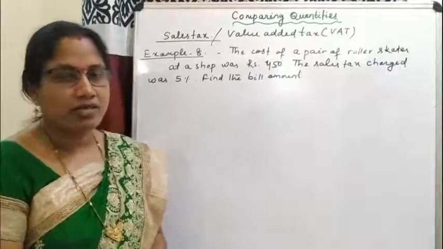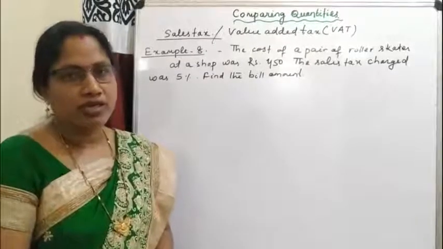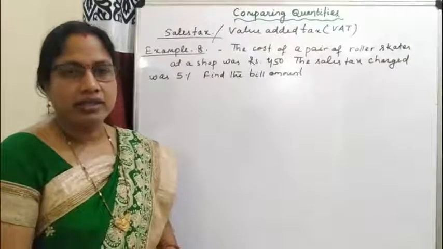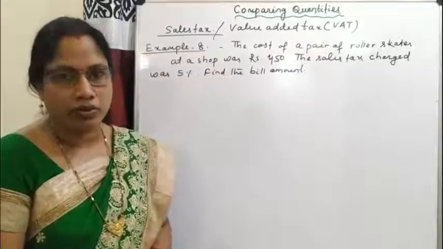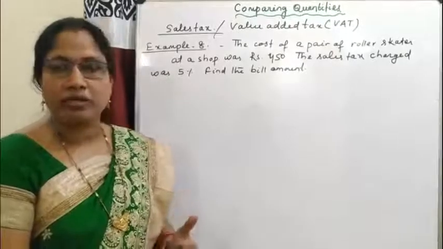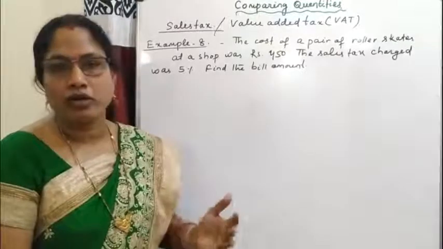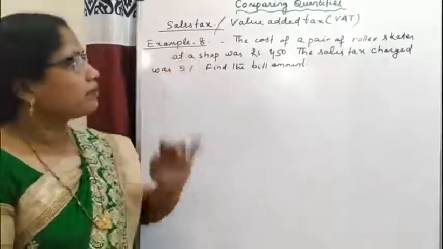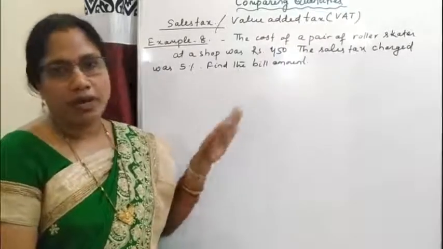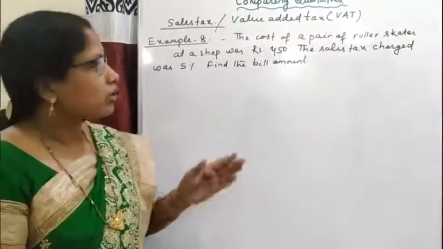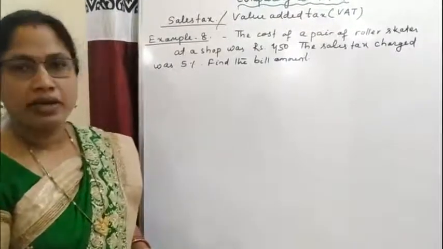Let us discuss sales tax and value added tax. You should know about sales tax and value added tax. These taxes are charged by the government on sales of goods, and these taxes are collected by the shopkeeper from the customers and paid to the government. So sales tax and value added tax are amounts added to the price of the item. Let us solve some examples based on sales tax and value added tax.